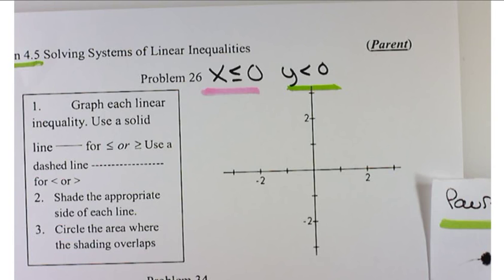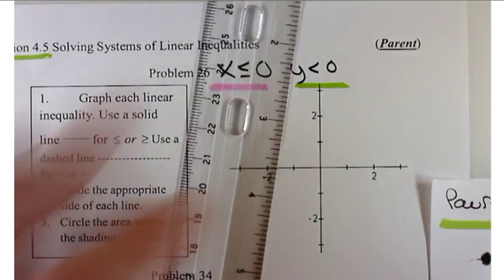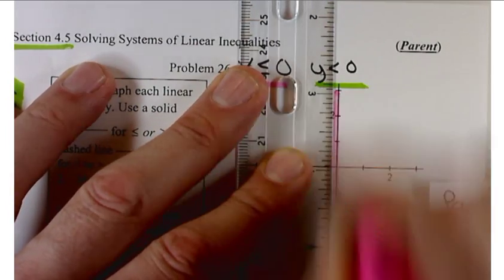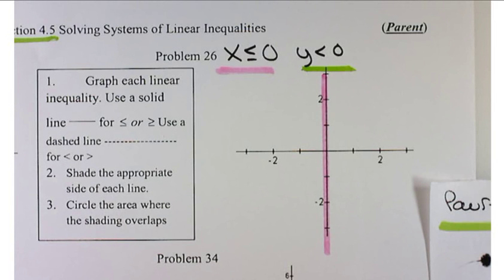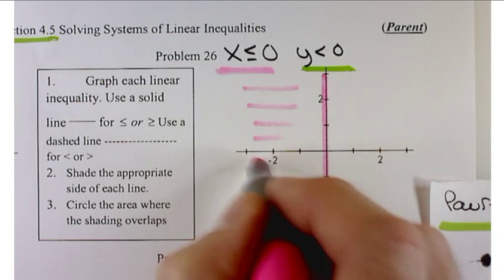Okay, Ying, maybe you can help us out with the first graph. What's that going to look like? X is less than or equal to 0. All right, draw a vertical line here. What side of that vertical line should I be shading? Yeah, to the left side, the less than side. Cool.